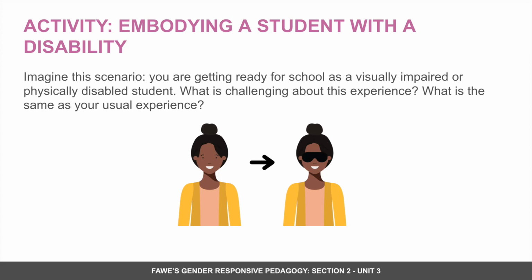You wake up and get dressed. What is different for you since you cannot see well, or because you cannot use one arm? What is the same? You eat breakfast and clear your dishes. Consider what you would need help with. Who would you ask for help? You make your way to the washroom and brush your teeth. What is different for you? What is the same?